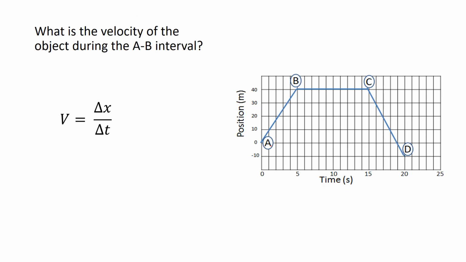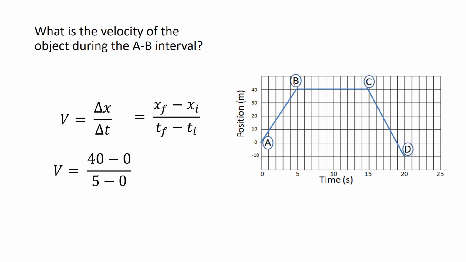Okay, so what's the velocity during the AB interval? AB interval, you ended off at 40. So we ended off at 40 right here. You started at 0, and your time, you finished off at 5 seconds, and you started at 0 seconds. So my velocity is going to be 8 meters per second. In this case, it'd be forward.